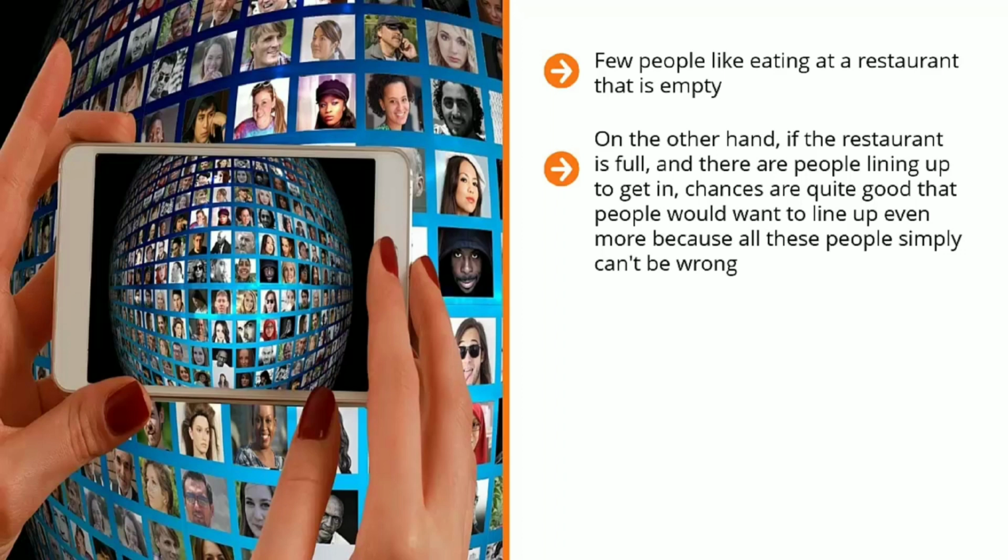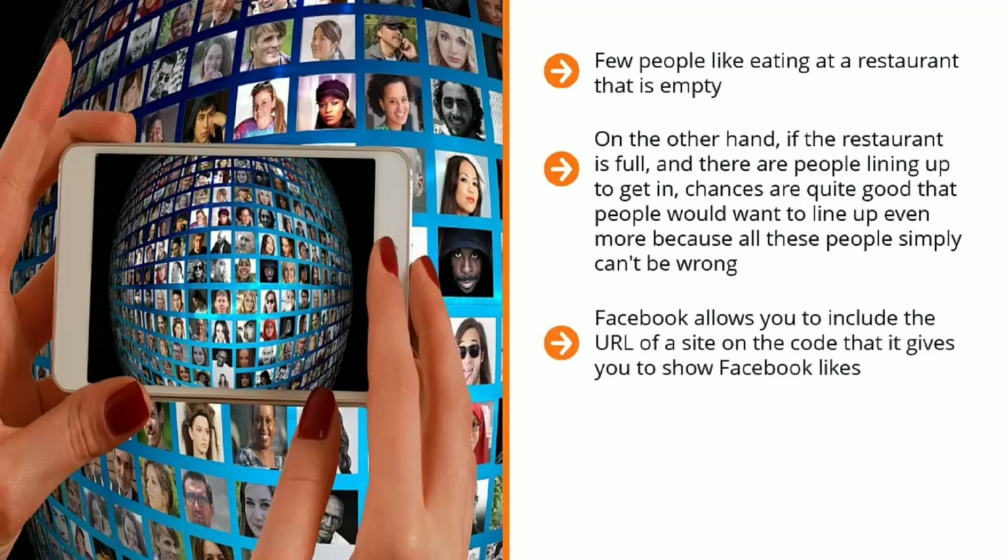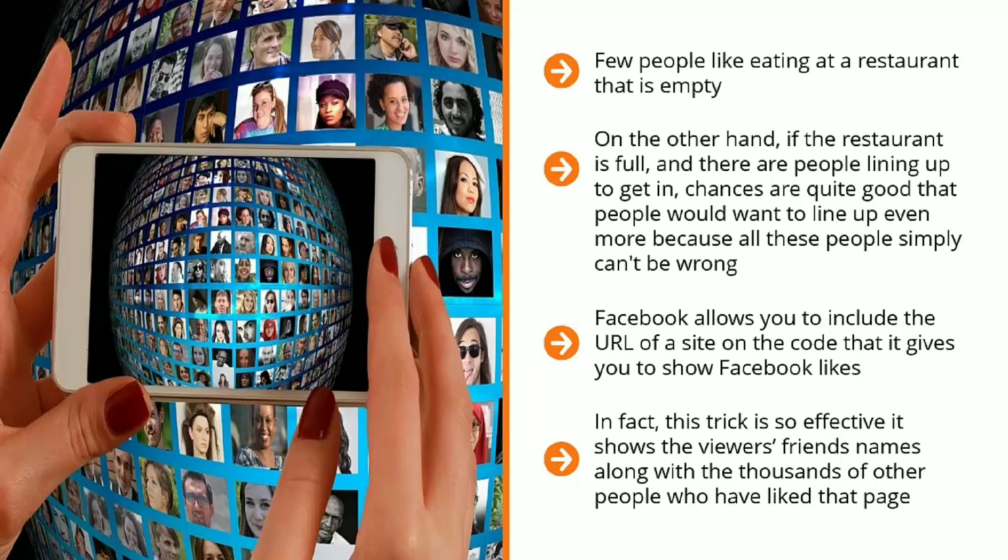You can use that psychology of social proof to boost your squeeze page conversion rate by adding the developer code of the biggest brand in your niche to your squeeze page. Facebook allows you to include the URL of a site on the code that it gives you to show Facebook likes. Embed that code onto your squeeze page to give the impression that a lot of people already like your squeeze page. In fact, this trick is so effective that it shows the viewer's friends' names along with the thousands of other people who have liked that page.